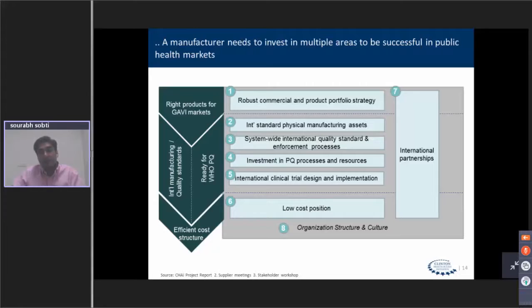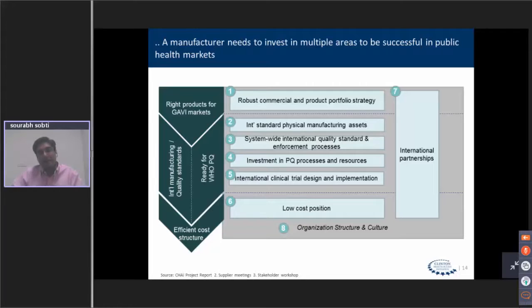The seventh pillar which we identified with our stakeholders and key experts was setting up collaborative and international partnerships with key stakeholders globally. And finally is the organization structure and culture. So having quality management systems, having robust manufacturing systems, having compliance and adhering to those compliance systems has to be the company-wide culture to avoid any nasty surprises going forward.